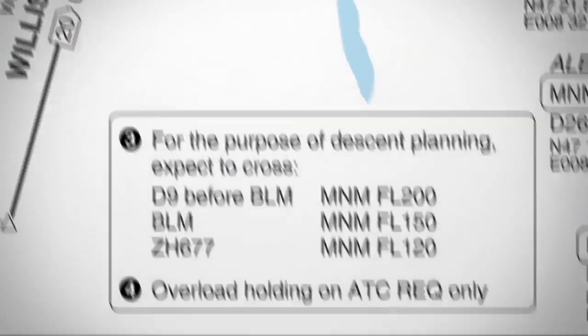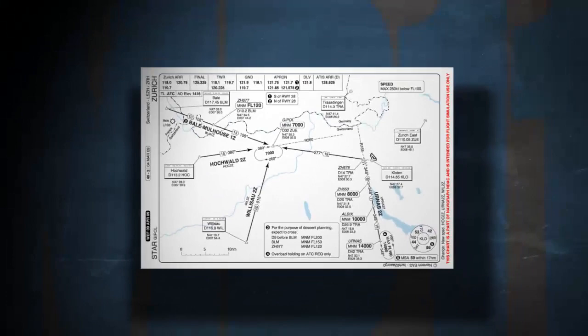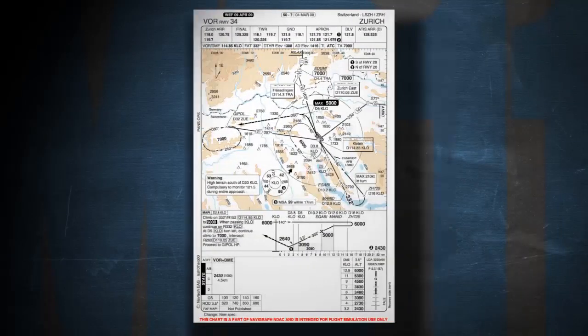So there is guidance for descent planning at the bottom here, and it suggests that we be at a minimum of flight level 150 as we cross Bale. This will not be a problem at all. Now, the chart that includes the majority of the information that we'll need for today's approach is this one, the VOR runway 34 approach. Today's approach will revolve entirely around this chart, so it is important to be fully comfortable with it and commit as much of it as you can to memory.